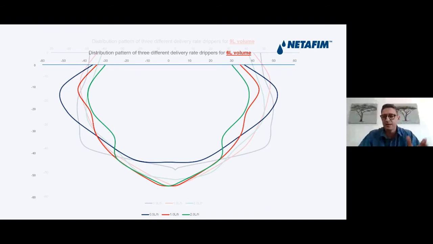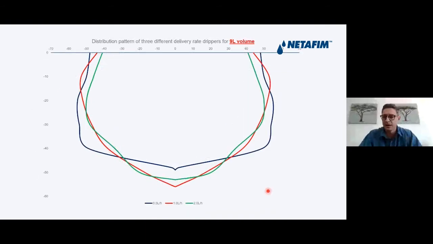The last one, the 9 liters, again, the same trend. And I would like to point out as well that if we take a look at the depth between 20 and 30 centimeters at this stage, after 24 hours, we saw that the water distributed about 55, 56 centimeters to one side. So that's 1.1 meters of wetted diameter that we can expect below the soil surface with a 0.5 liter an hour dripper.